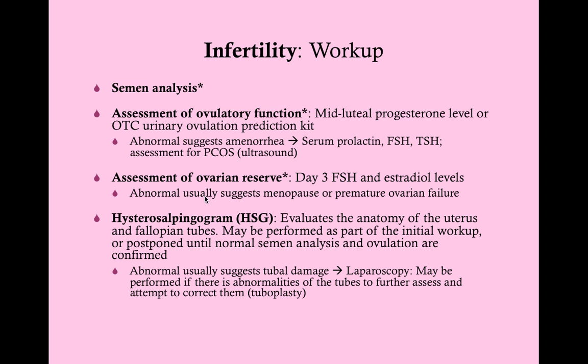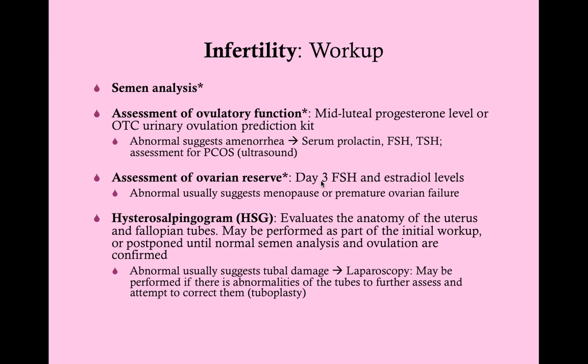If that's abnormal, then that typically will suggest either menopause, which we would consider if she's older, late 40s, or premature ovarian failure, which certainly can happen in younger women. And that's really unfortunate. And so the way we're going to get around that is by giving her medications to try to stimulate her ovaries.